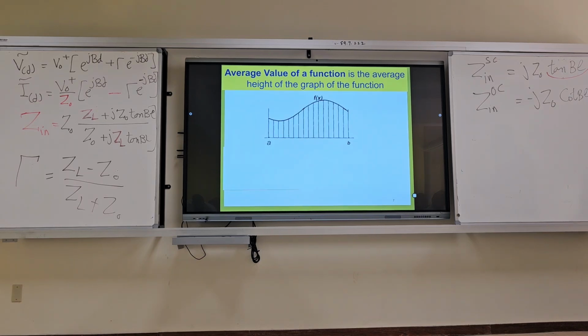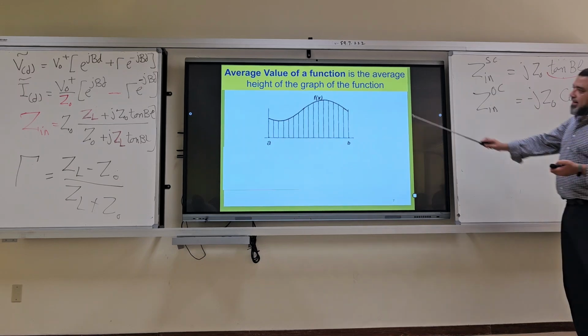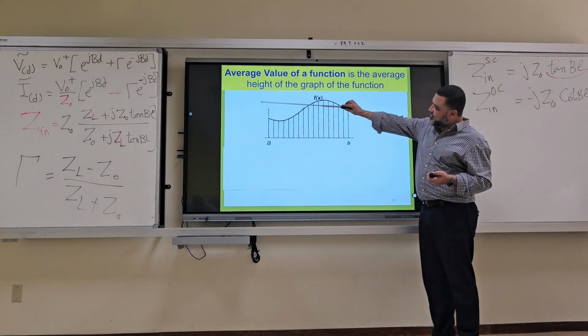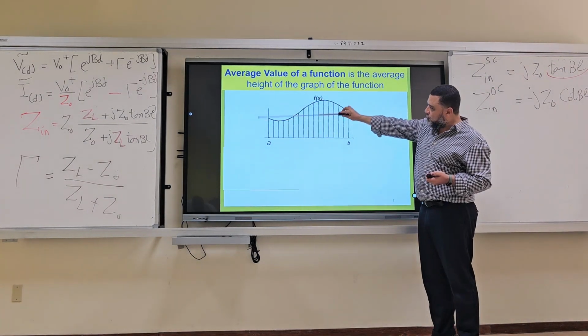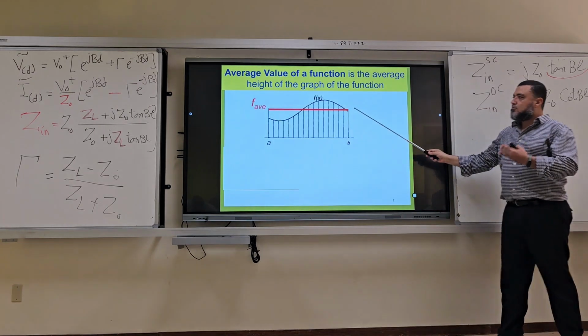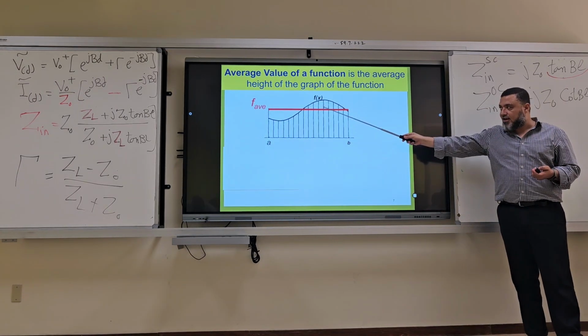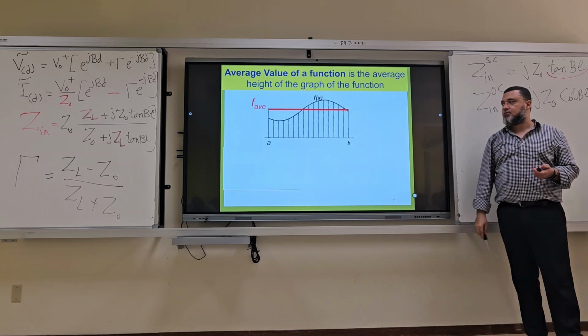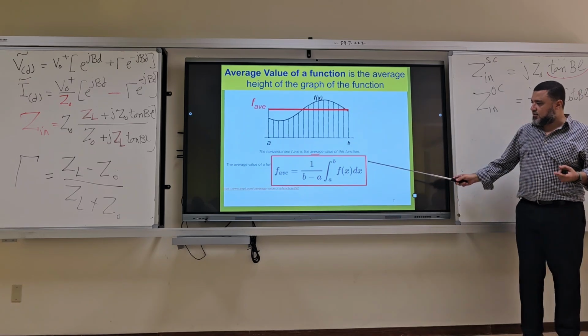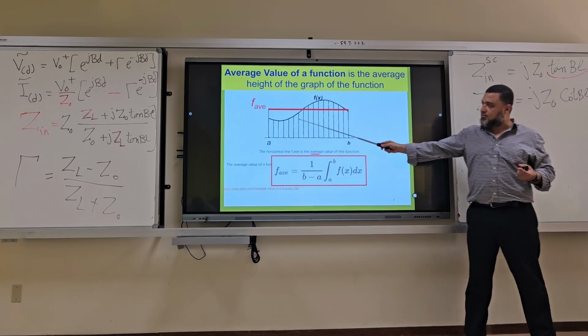Integration over a period. The average is some line here. It gives you the average of this magnitude. The average of all of this is some constant value, some DC value. So what is the value of this red line? The integration, as you said from high school, is the area under the black curve.